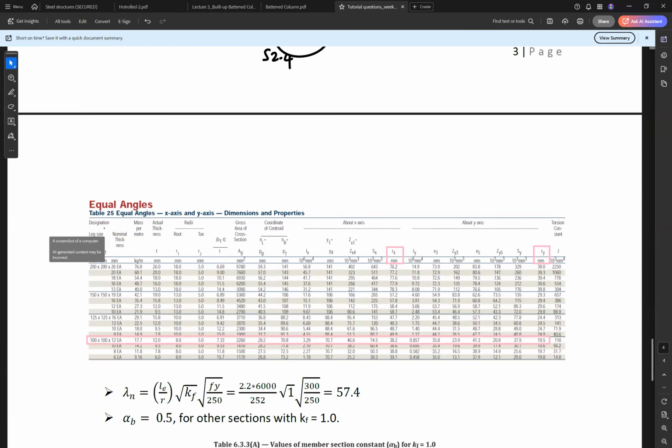Here are the values of r for the angle. Here is Rx, here is Ry. So Rx is 38.2, Ry is 19.5. That is why r equals Ry equals 19.5 millimeter.